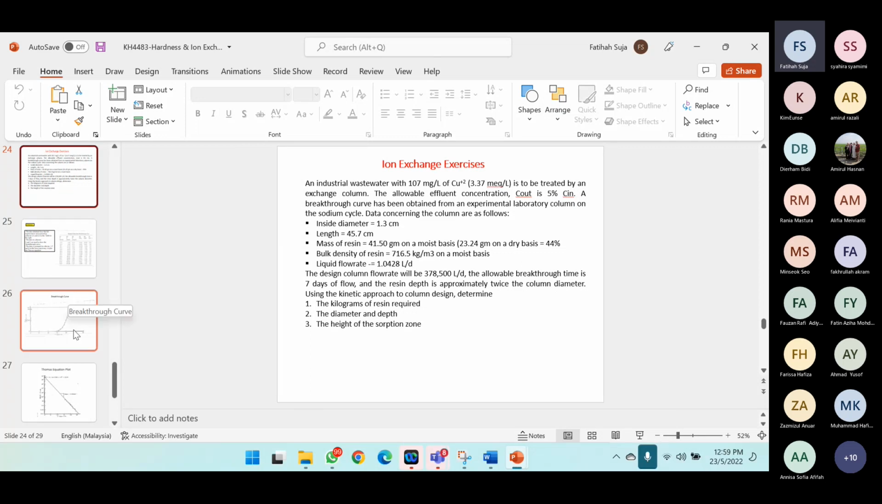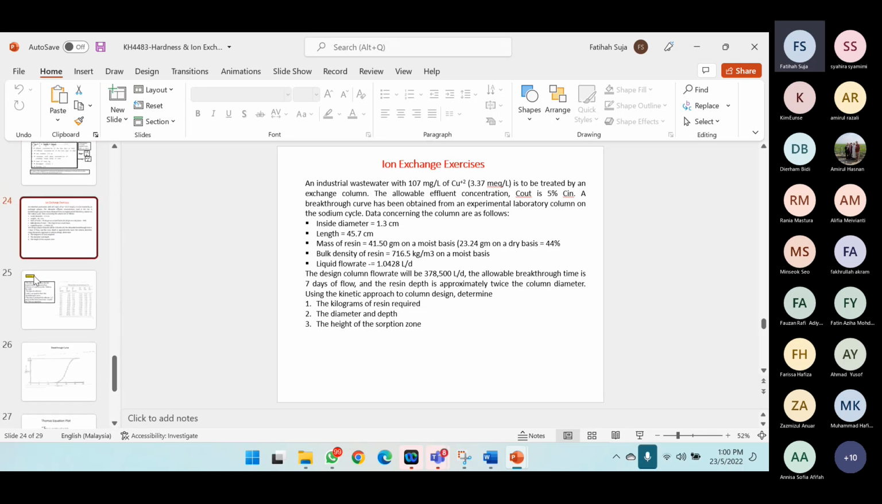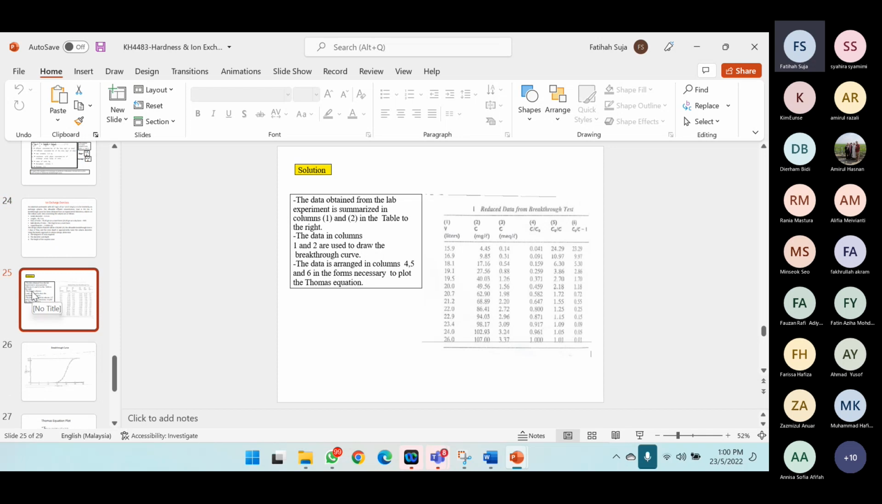Okay, so this is the exercise that I want you to do. And actually I finished this topic, this ion exchange, for this week, actually for the hardness using ion exchange. So I finished. Any question from you? Any question? So I want you to do this homework by handwriting, to submit this exercise.